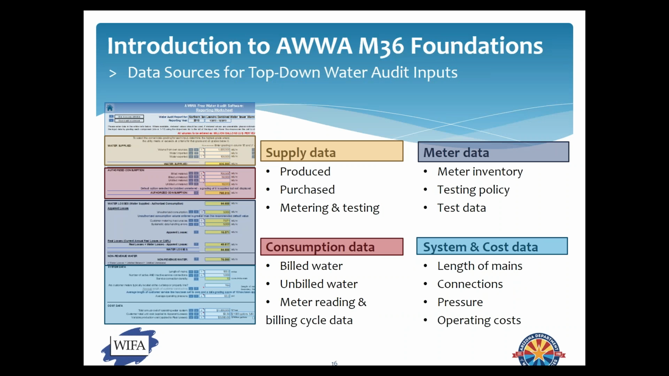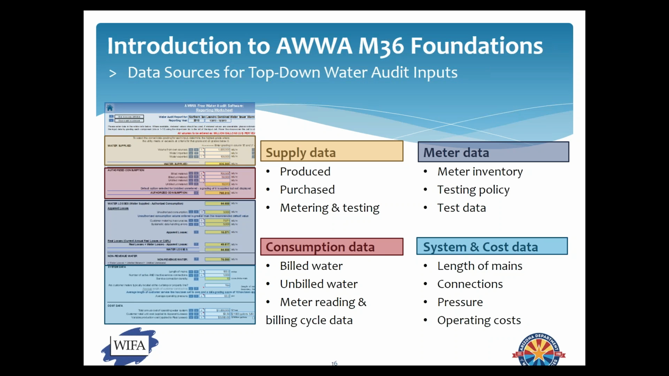So looking at our data sources, you can basically break the reporting worksheet down into several sections that we have highlighted. So we have our water supplied section. That's talking about your source water, the water that you are metering and that's going into your distribution system. Then we're looking at the authorized consumption, and within our water losses. And our water losses are really the difference between our water supplied and our authorized consumption.